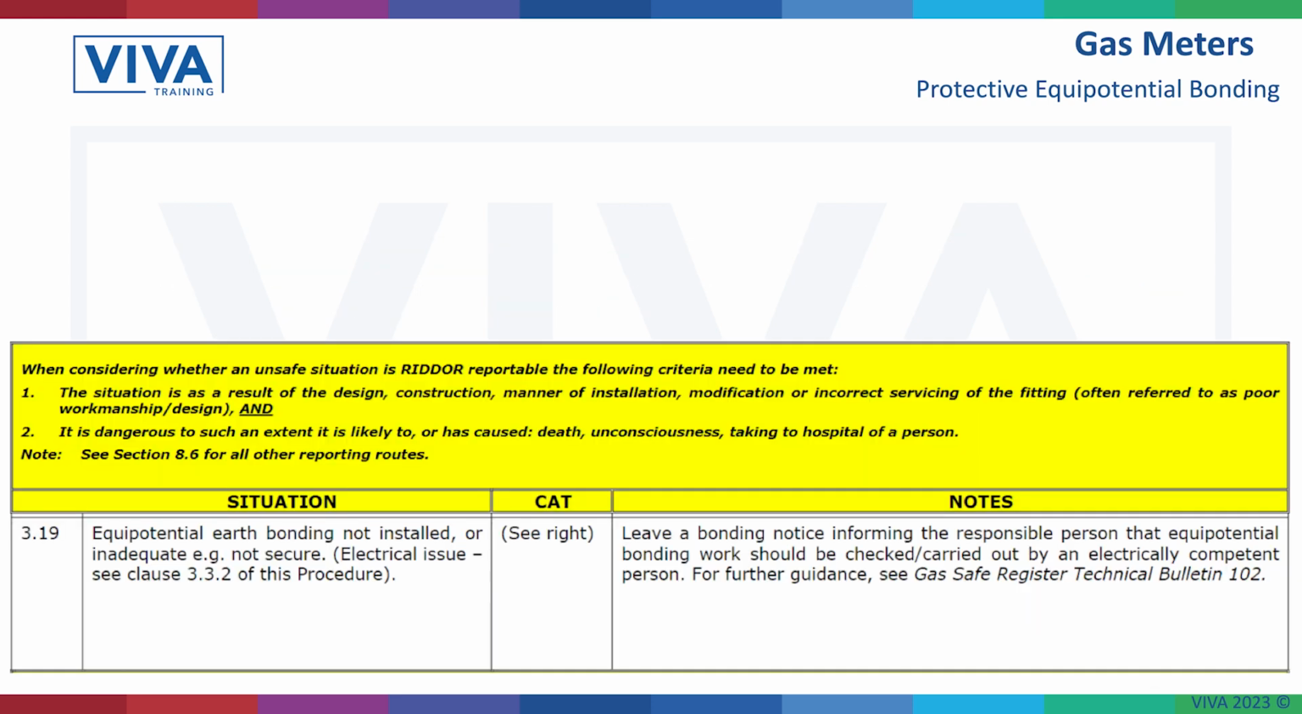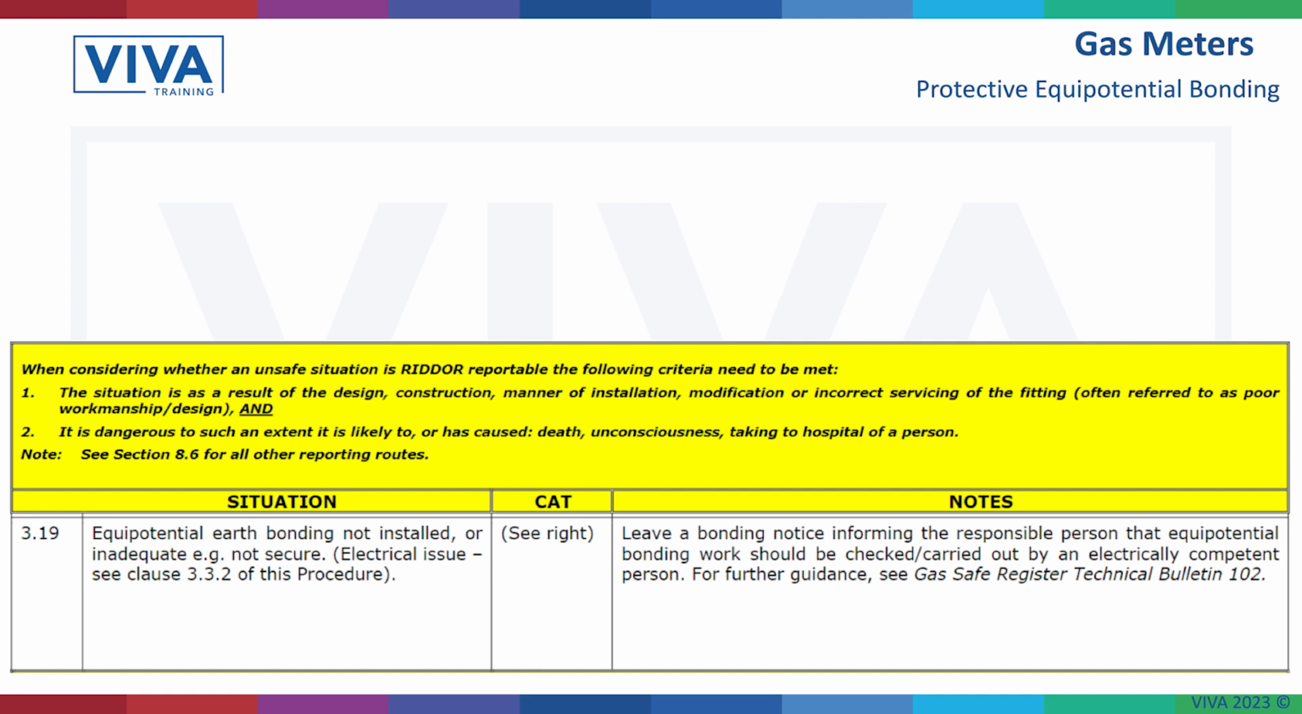Protective equipotential bonding. So this is the unsafe situations procedure that we've got to work to, and in that it talks about 3.19, equipotential bonding not installed or inadequate, not secure. So it might have a clip on there and it's not tight. It's not been secured properly. It might not have the bonding.